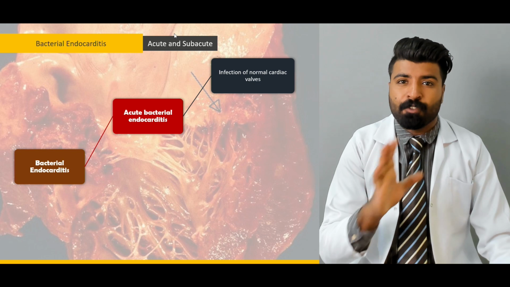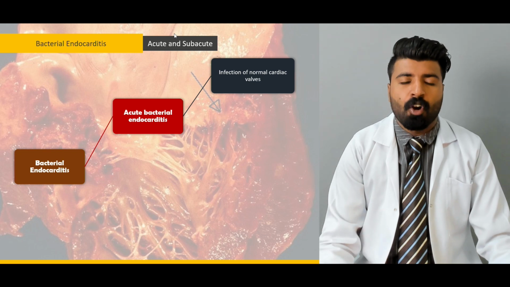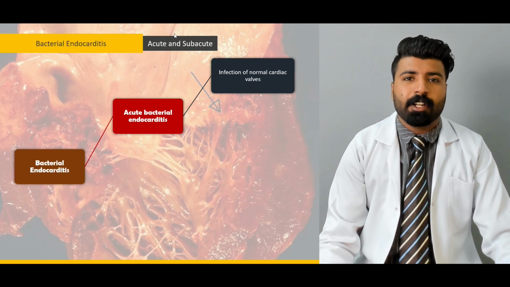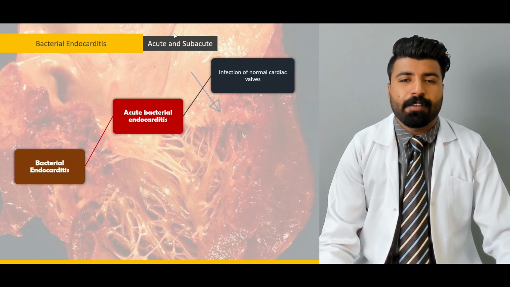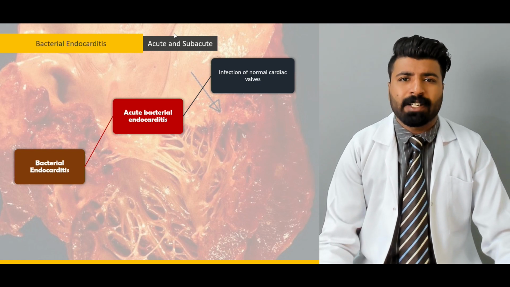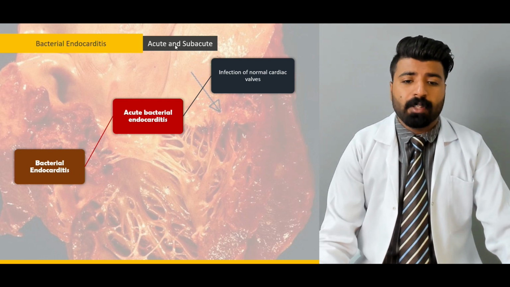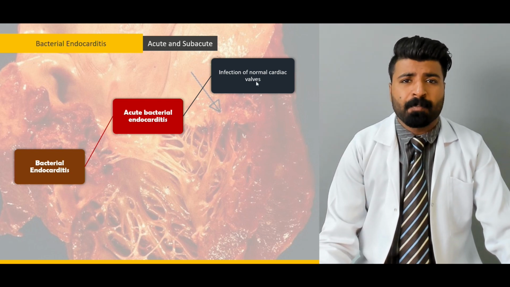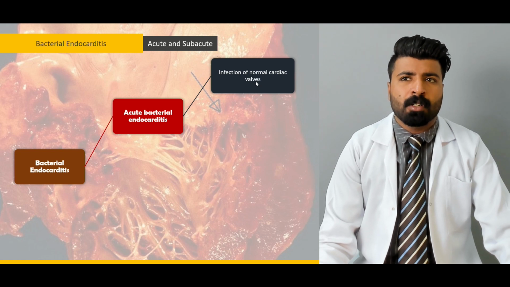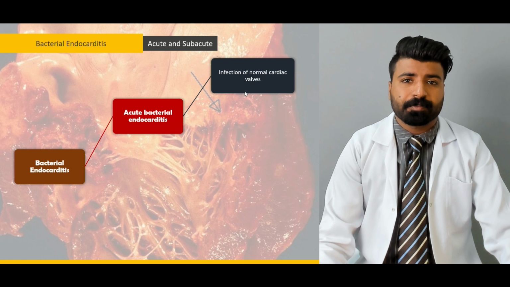Normal cardiac valves have not been subjected to any kind of pathology before, and they are doing their perfect work. On the other hand, we have abnormal cardiac valves which have been subjected to some kind of pathology, due to rheumatic fever or any other diseases which affect the cardiac valves in any way. So we know for now that acute bacterial endocarditis is not going to affect the abnormal cardiac valves. For example, a patient who has been through rheumatic fever has one or two abnormal cardiac valves, but acute bacterial endocarditis affects only the normal valves.